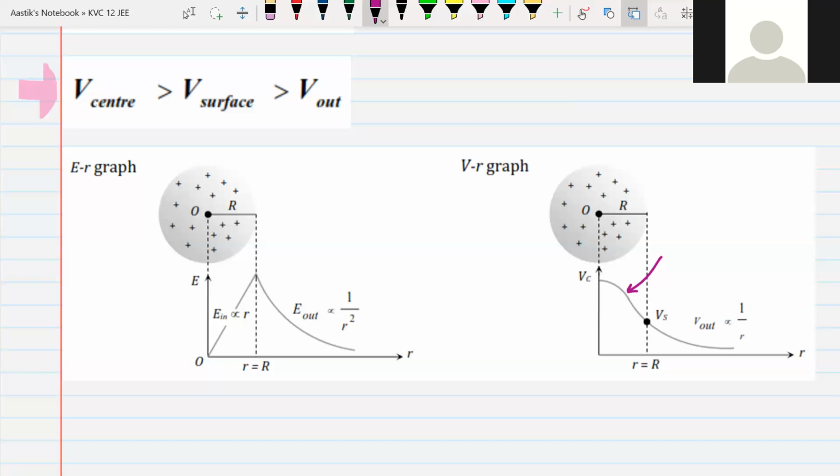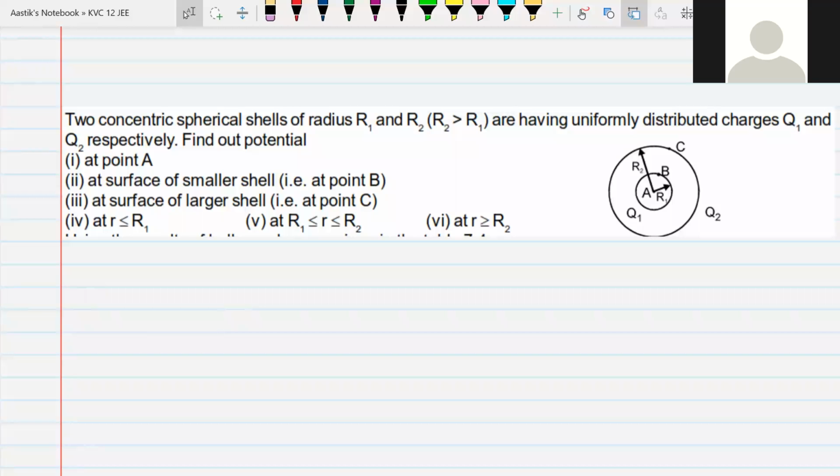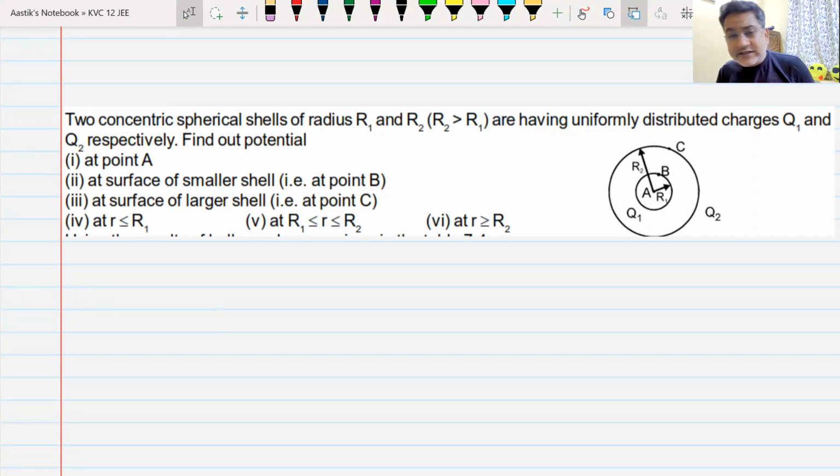And this is the question, sir. There are two spheres, or two concentric shells, I must say. I can make a question which has 3 shells, 4 shells, 5 shells. Doesn't matter. The concept remains the same. Now, if you remember in the previous case, we had found out the electric field at various points. Now, in this case, instead of electric field, we are going to find out electric potential.